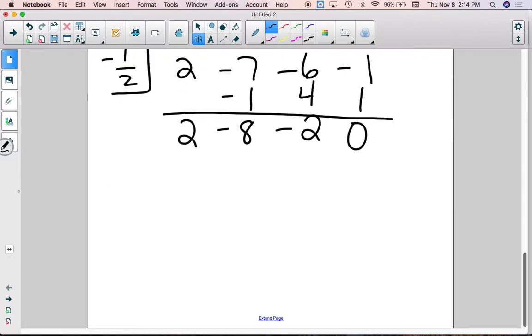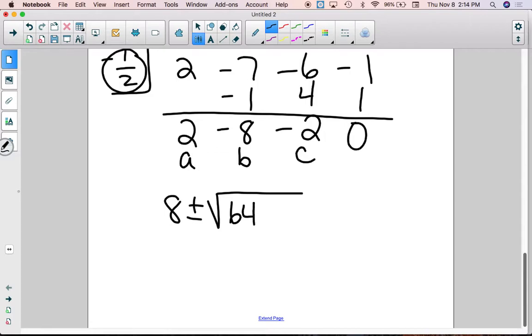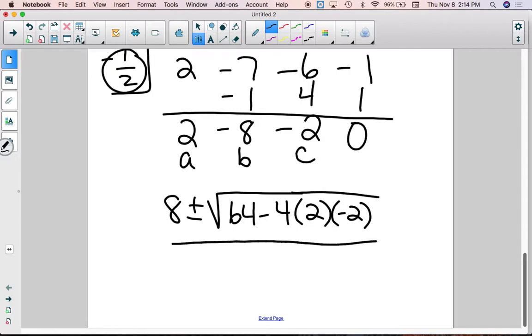Okay? Alright. So remember, now that I have my one answer, which is -1/2, I'm going to circle it. This is your A, your B, and your C. So you plug those into the quadratic formula. If you don't know the quadratic formula, you better get to learning it. So that'd be -b plus or minus the square root of b squared minus 4ac, divided by 2a.